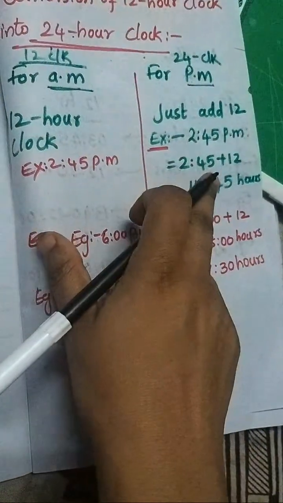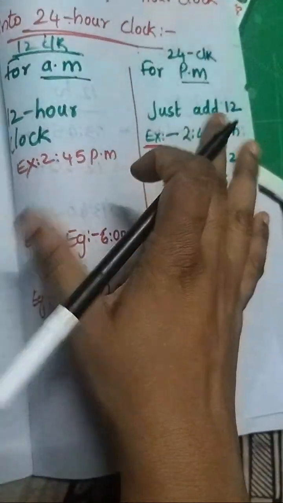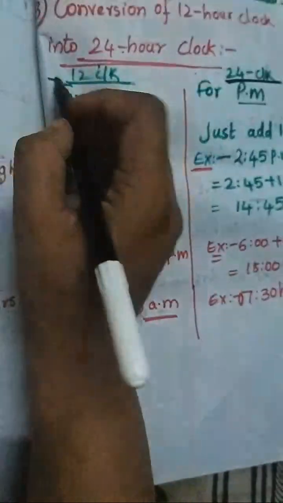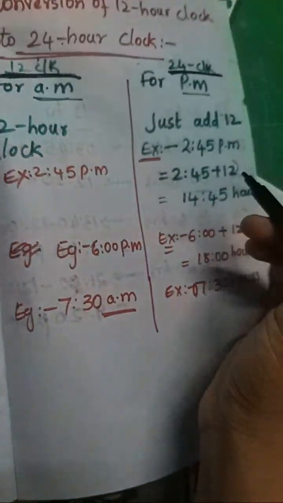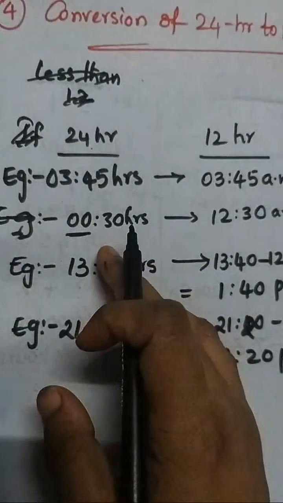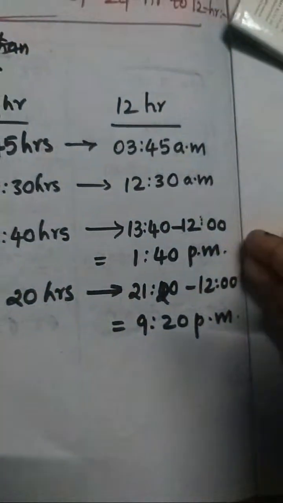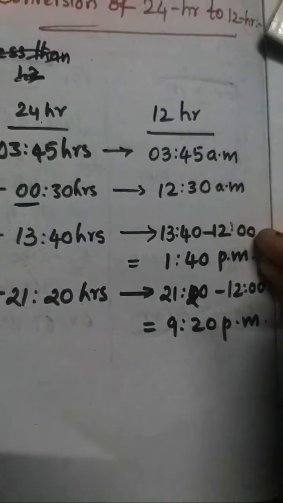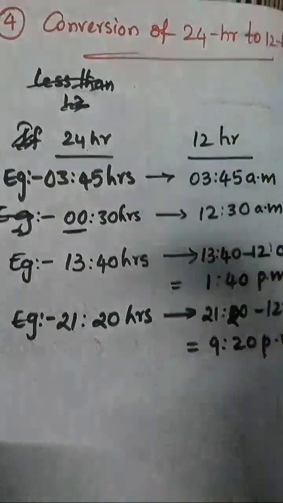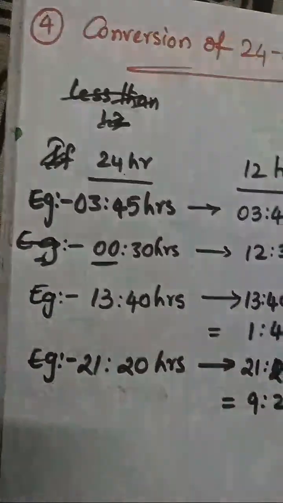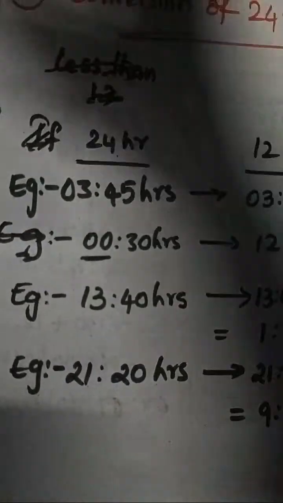We have to add 12 here for the 24-hour clock. In 12-hour clock, if it is given like this, we have to add 12, but if 24 hours is given, we have to convert, we have to subtract 12. Like this we get the conversion of time from 24-hour clock to 12-hour clock.